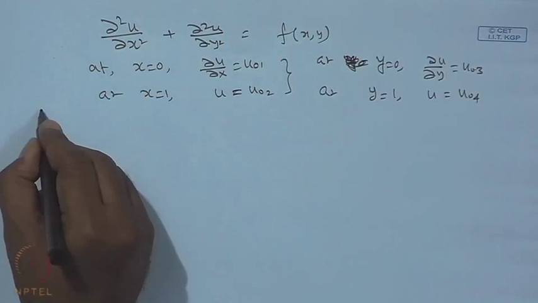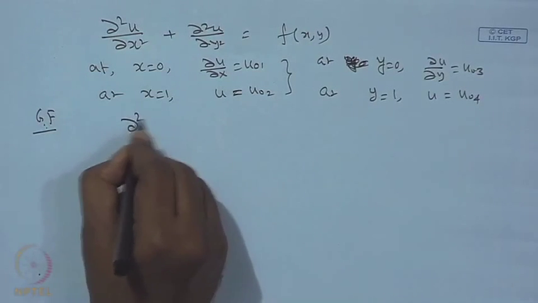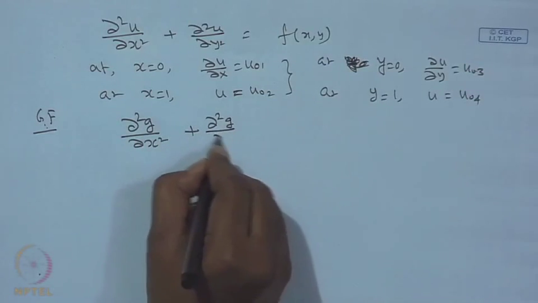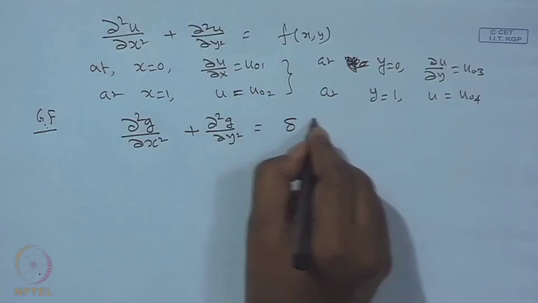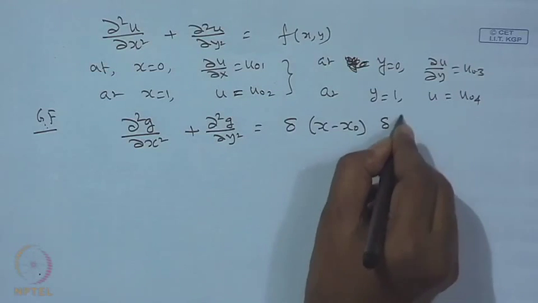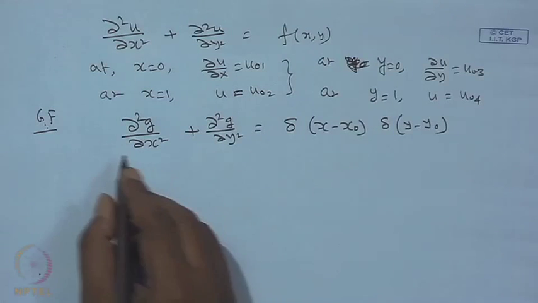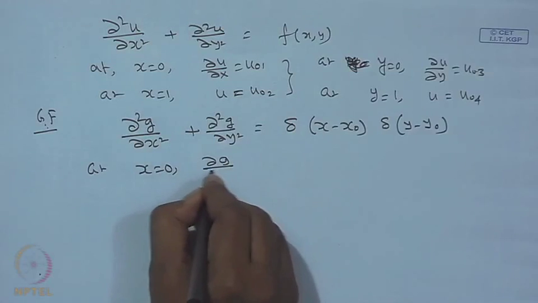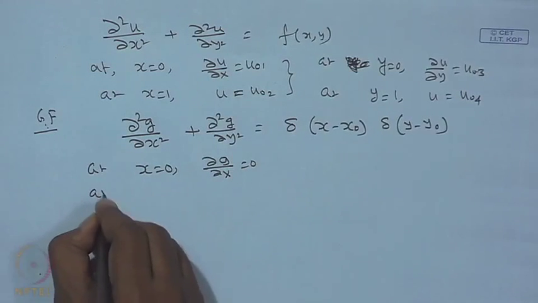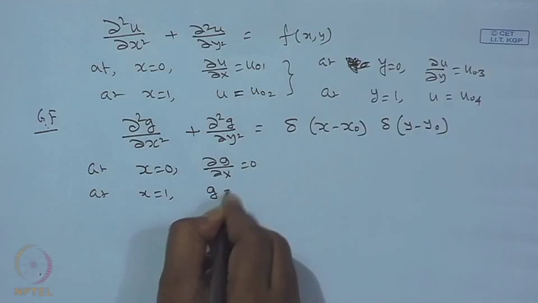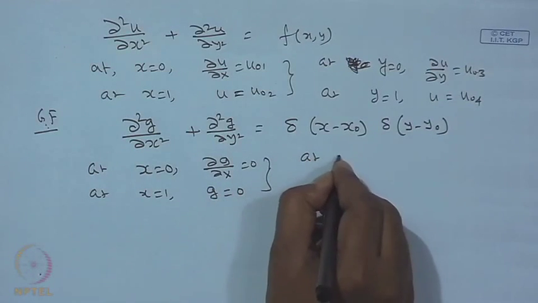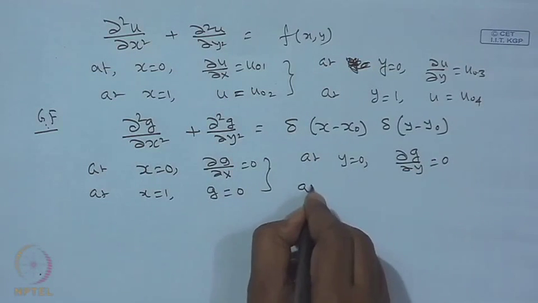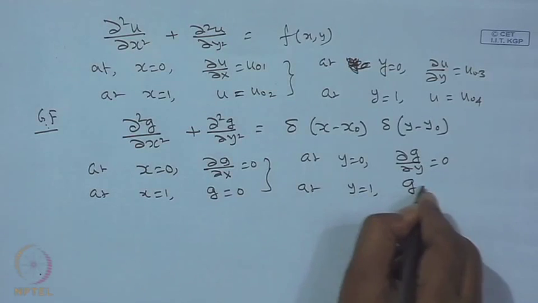In that case, the Green's function will be del square g del x square plus del square g del y square is equal to delta x minus x naught delta y minus y naught. So, at x is equal to 0, del g del x is equal to 0, at x is equal to 1, g is equal to 0, at y is equal to 0, del g del y will be equal to 0, at y is equal to 1, g is equal to 0.